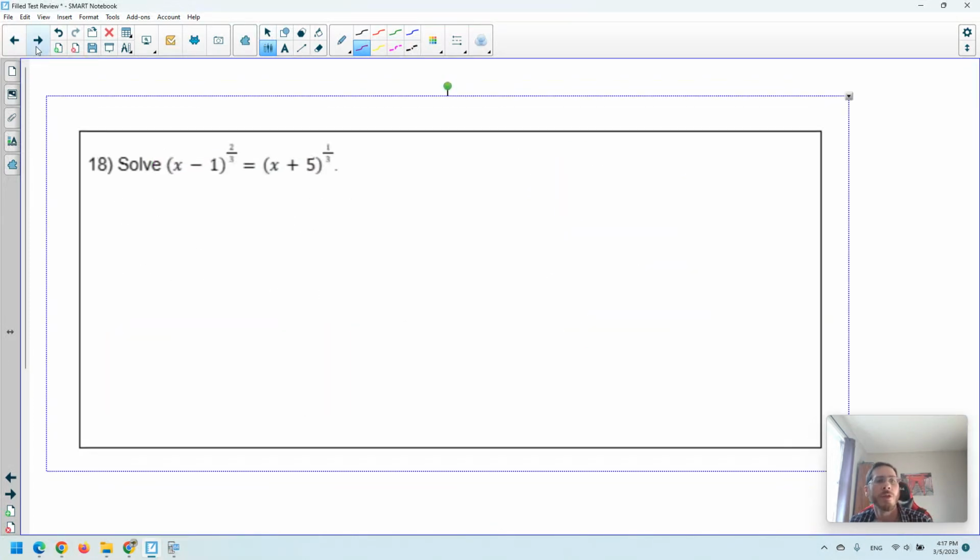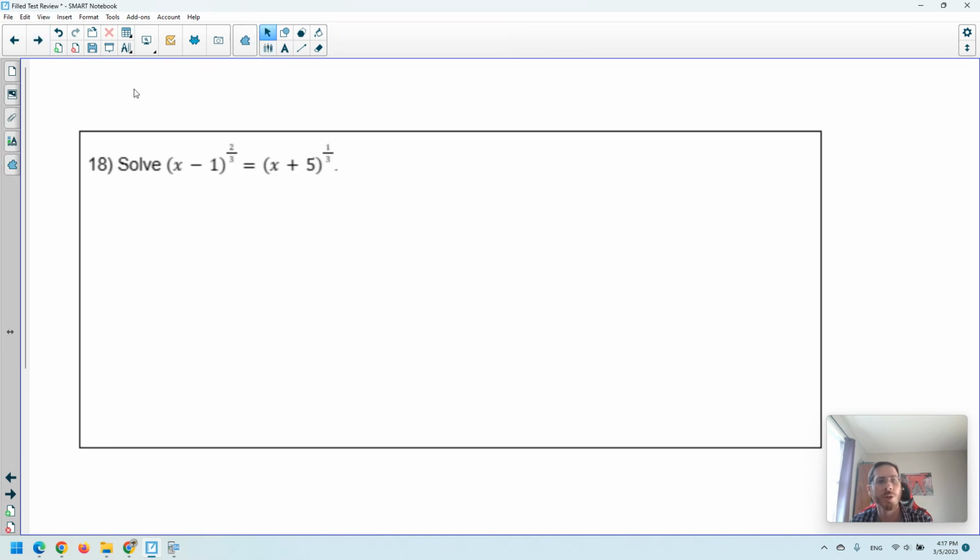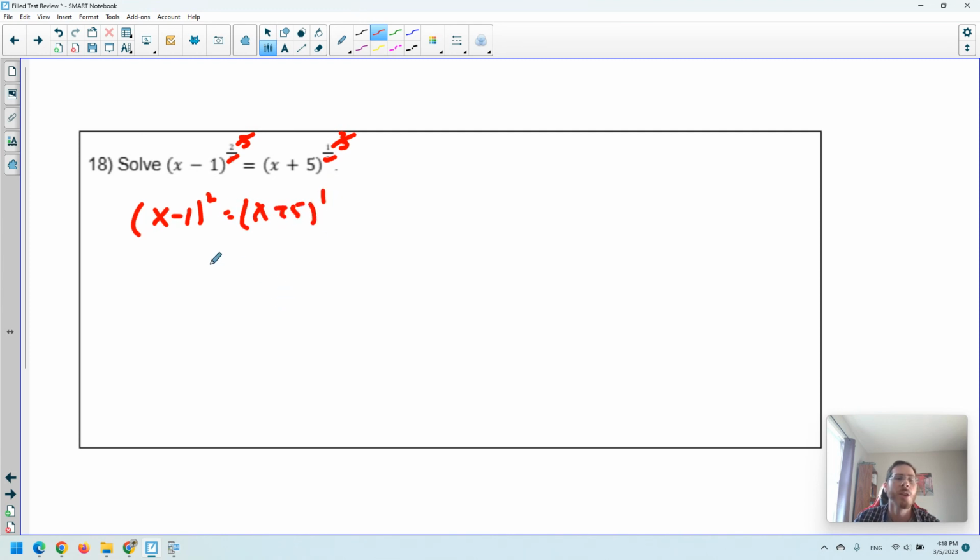All right, for 18, another solve. So this time it looks like it's going to get a little bit more complicated because we've got two different things that have some fractional exponents. So I want to get rid of the denominators first. These are both 3's, which is really convenient because that means I can just cube both sides. And when I cube both sides, I get rid of those. And I get x minus 1 squared equals x plus 5 to the first power.